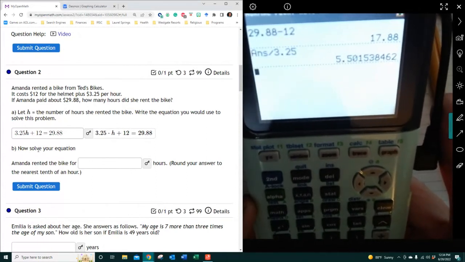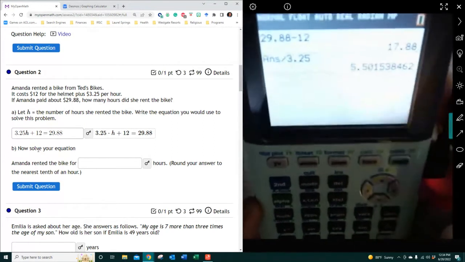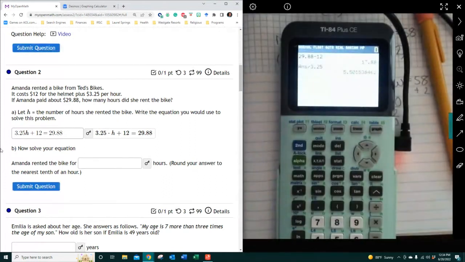And it rounds off to the nearest tenth of an hour. So the tenth of an hour would be here. So it's 5.5. So 5 hours, basically 5.5 hours. So 5.5. All right, and that's going to be the answer.